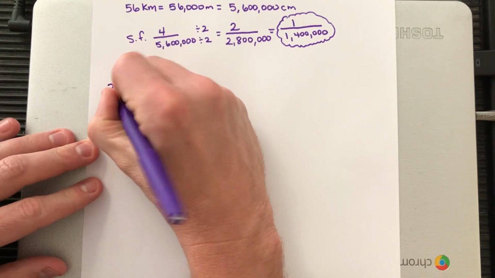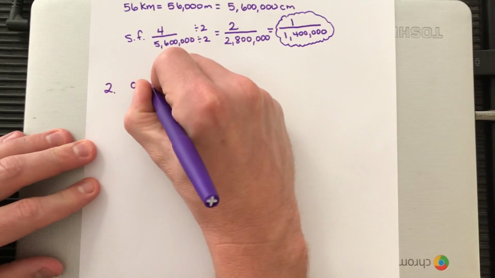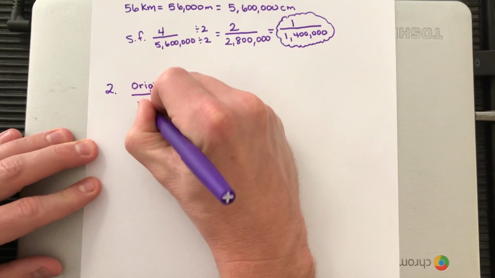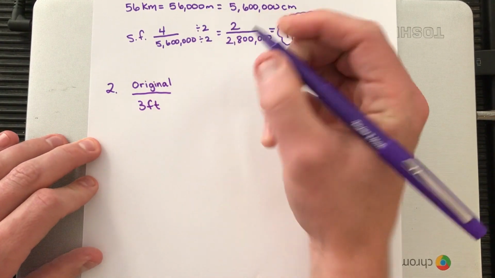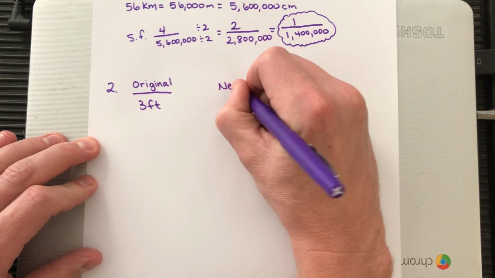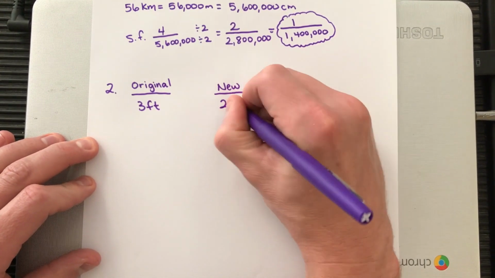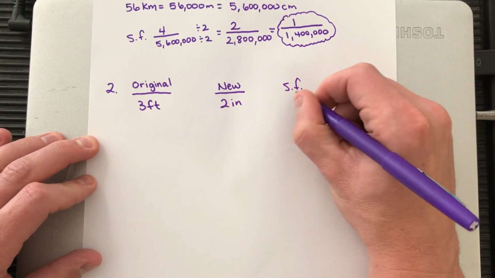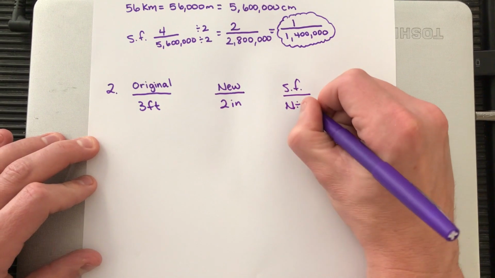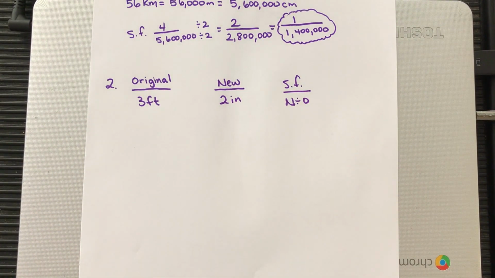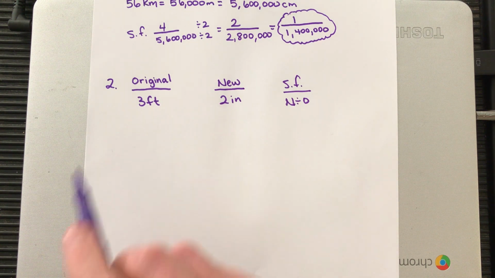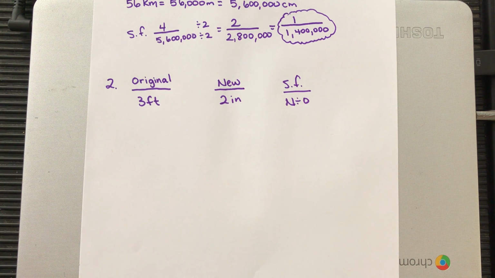So question 2. The original had a side length of 3 feet and a new side length of 2 inches. And so I want to find my scale factor, which will be the new divided by the original. And so I got to do the same thing as I did before. I got to convert this feet to inches. I think it's usually easier to convert the bigger unit down to the smaller unit. That's just a preference of mine.